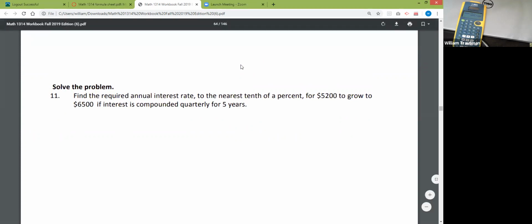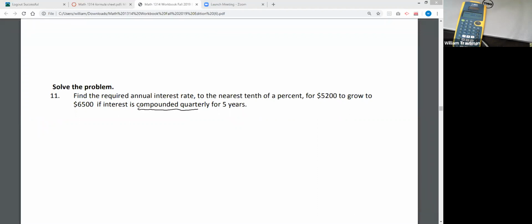This problem says the interest is compounded quarterly, so we're not going to use the continuous. N is 4. T is 5. Find the required annual interest rate. We're looking for R in this problem. For $5,200 to grow to 6,500. 6,500 is how much it's going to be in the future. It's growing to that much, and this is how much we presently have. We presently have 5,200, and it's growing to 6,500.